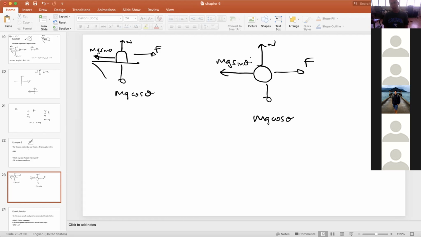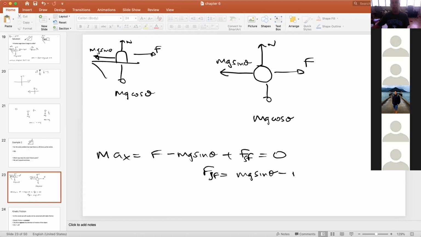You can do one of two things. You can assume right now that there would be an acceleration without the static friction, so find that acceleration and then put the vector for the static friction in the opposite direction. Or you could just write ma_x is force minus mg sine plus the force of static friction. And you know that's got to be 0 because it's static. And then you could find that the force of static friction is mg sine minus F.